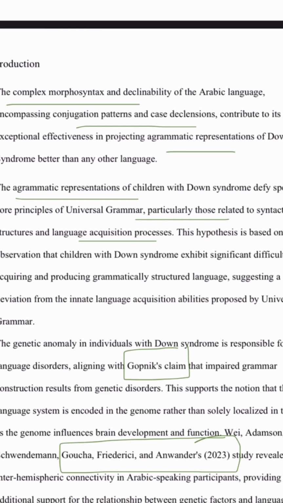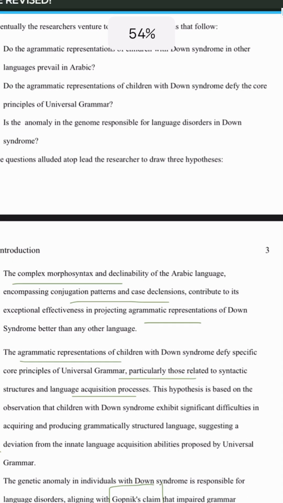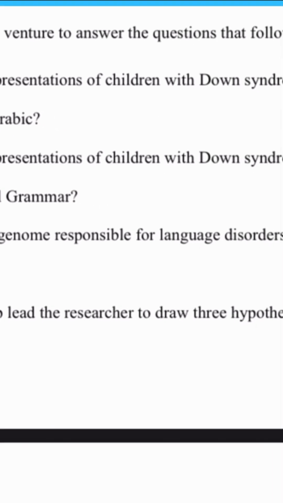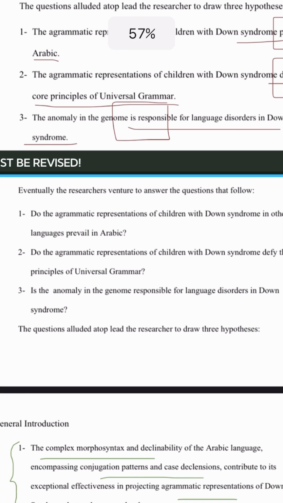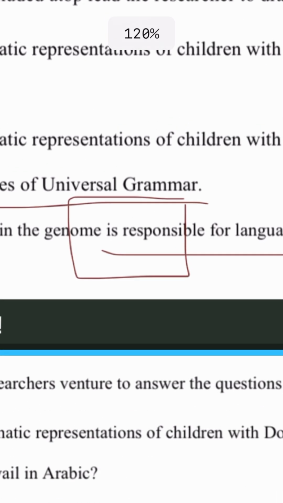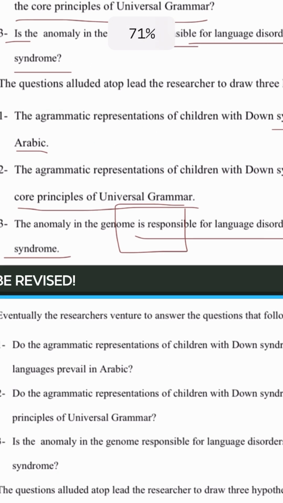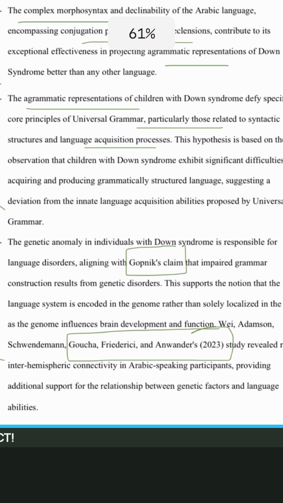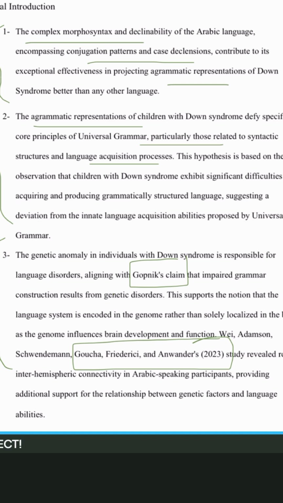As for the third one, which is so important, let's go back again to the question. So the question was, is the anomaly in the genome responsible for language disorders in DS, right? And in the previous must-be-revised version, we were just like, yeah, it is responsible. And we stopped there. This is wrong. Now let's take a look at how we corrected that. So we were like, the genetic anomaly in individuals with DS is responsible for language disorders. In the previous one, we stopped here, okay? Now look at what we've added. We were aligning with Gopnik's claim that impaired grammar construction results from genetic disorders.